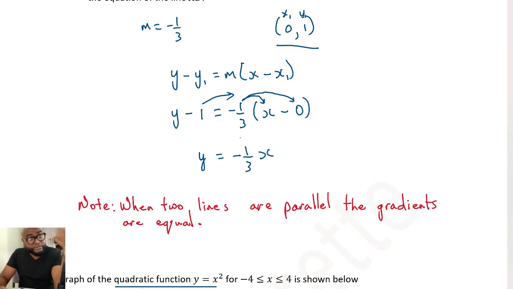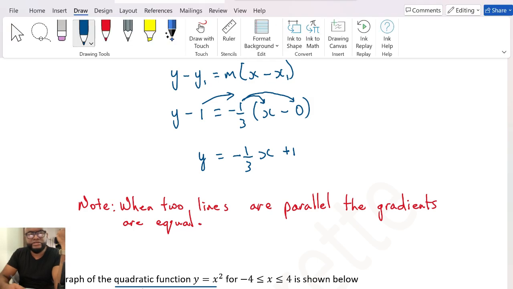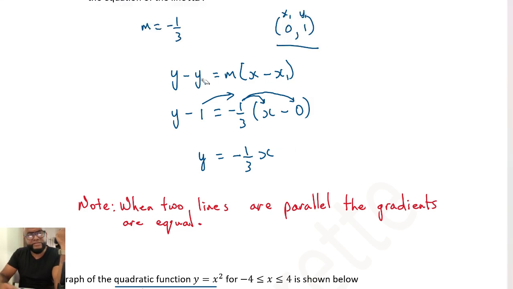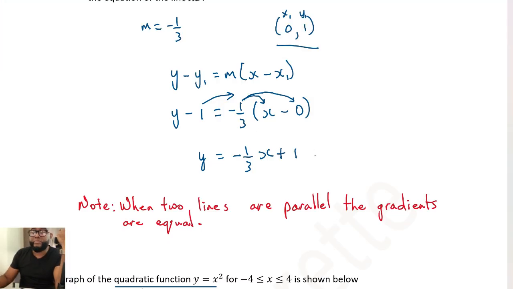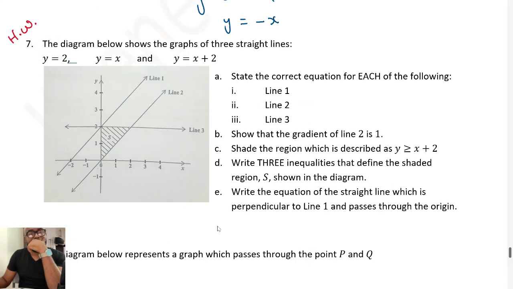Negative 1 becomes plus 1. That's it there. There's nothing else to do. That's the equation of my line. Let me just write this out a little better: y equals negative 1/3 x plus 1. Proper thing, guys.